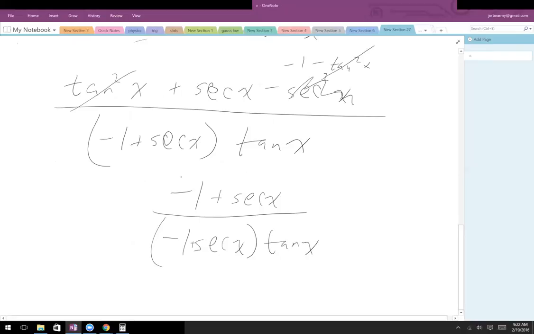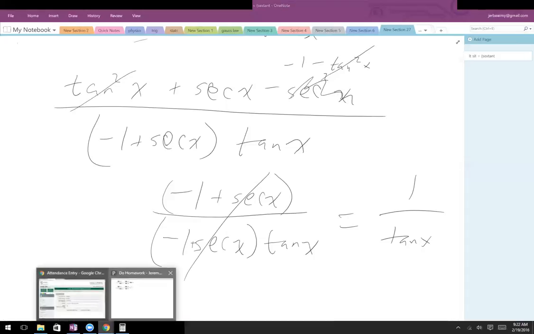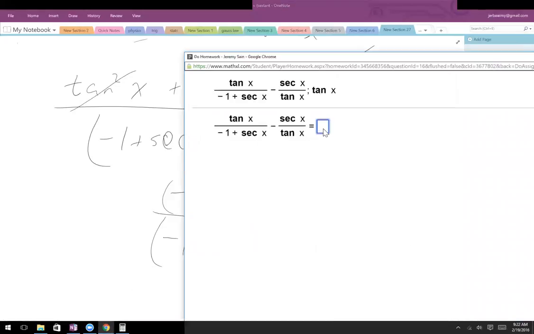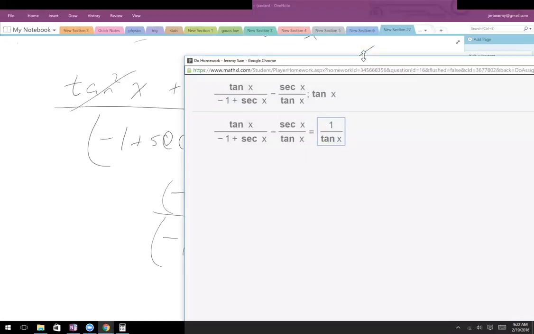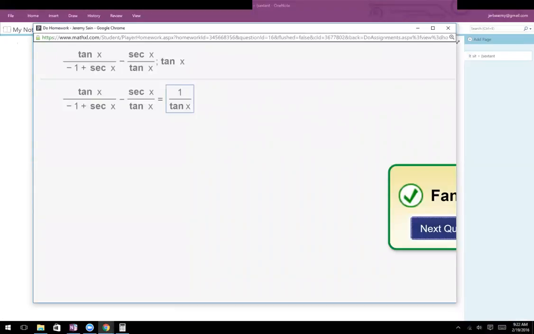All right. And then magically, what's left on top? The same thing that's on the bottom. So just 1 over tangent x. Boom. Which is cotangent, but they asked for the answer just in terms of tangent. So.